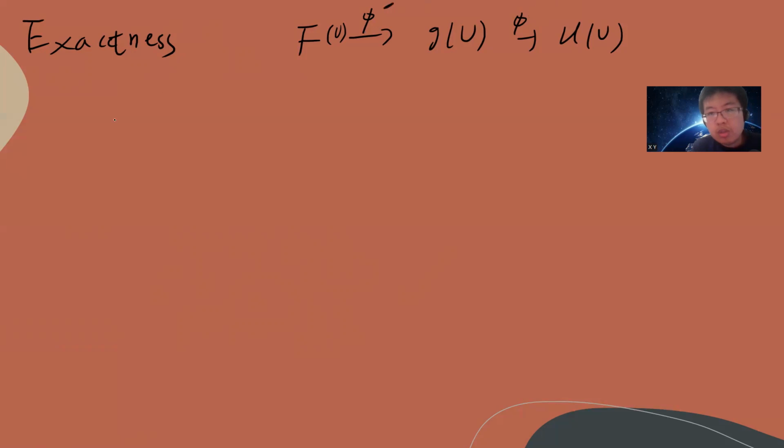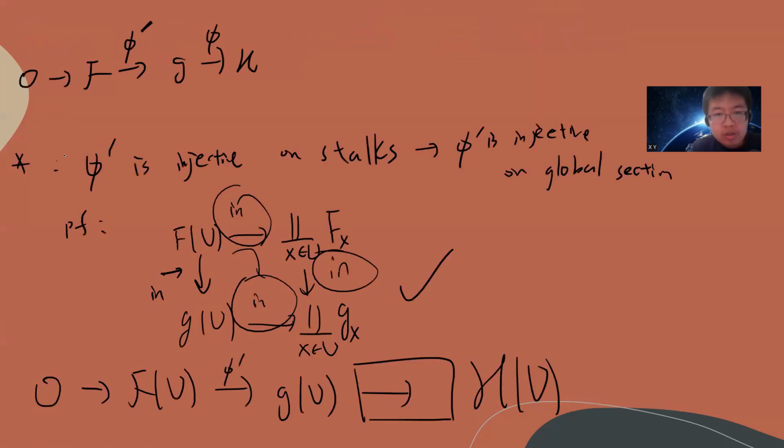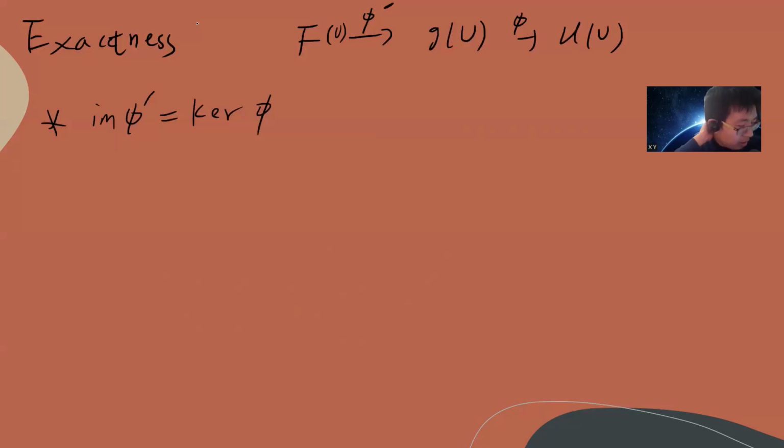Okay, so in order to prove this, we need to show that the image is the same as the kernel. Obviously, that's okay. So from here, since each stalk is exact, we know that each stalk is exact.